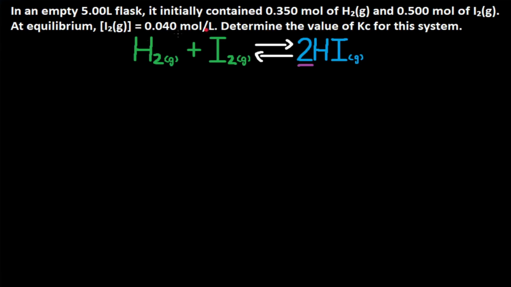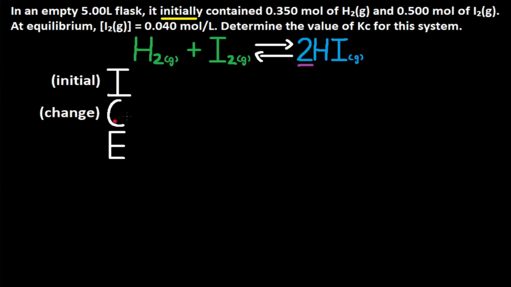Before we begin, we need to know when to use ice tables. So if the problem gives you an initial amount or initial concentration, that is when we use ice tables. I stands for initial concentration, C stands for change in concentration, and E stands for equilibrium concentration. Let's complete the ice table by reading the problem.